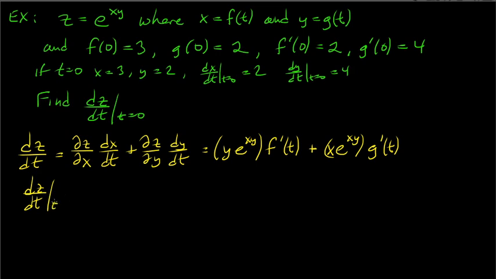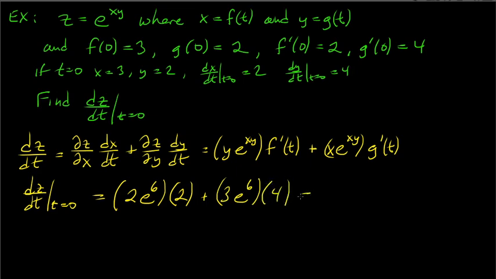Make that a little bit neater here. So t equals 0, right? So yes, when t is 0, y is 2. So this is going to be 2 times e to the xy. So x times y is 6, right? And then f prime of 0 is 2, right? Plus x e to the xy. So x is 3, and e to the xy is e to the 6. And then g prime of 0 is 4. So I think we get 4 e to the 6 plus 12 e to the 6. So 16 e to the power 6.